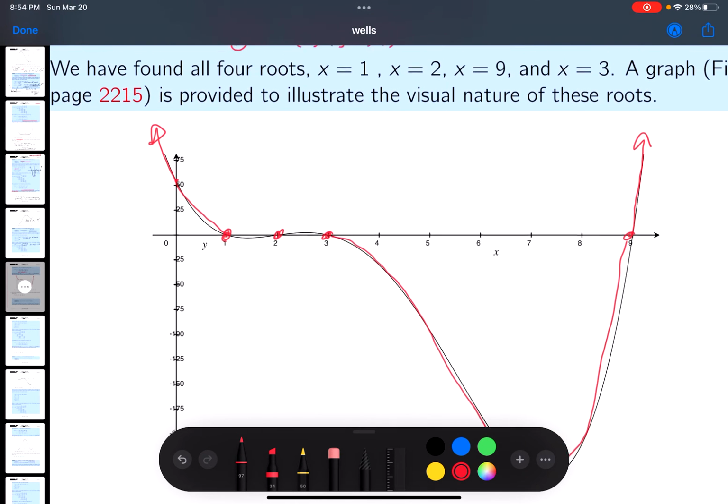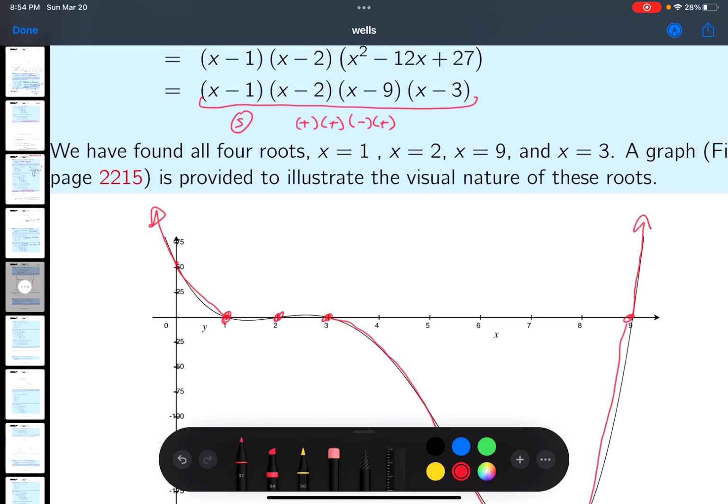Then someone says, what's the other test point you'd pick? Probably 2.5. What do you get? Plus, minus, and a minus. What does that mean? It's overall positive. So I'm going to say something like this. I'm exaggerating it, by the way.